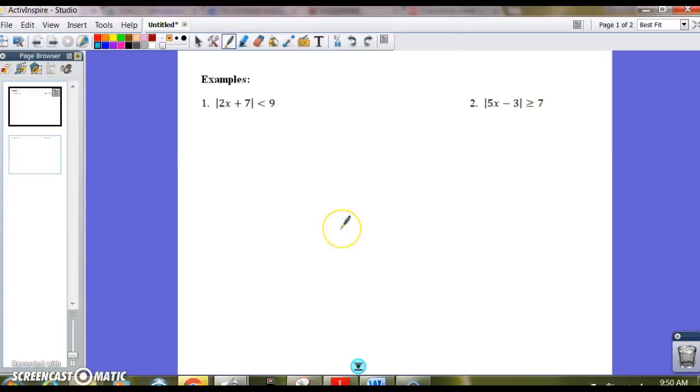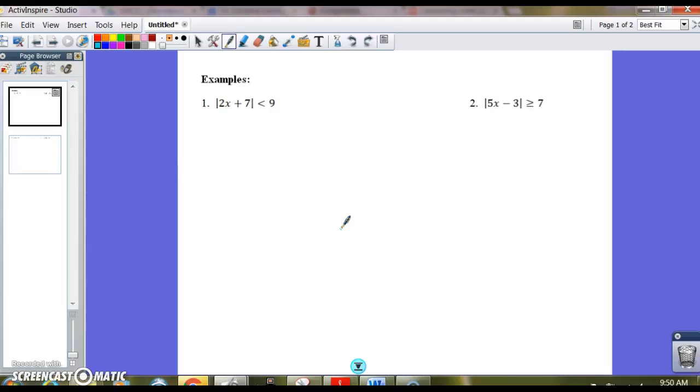Hi everyone, today we're going to talk about solving absolute value equations. I'm going to go through a couple of different examples. I want you to make sure that you write this down. So if you haven't printed off the note sheet yet, stop the video, print it off, and follow along. That way you have these examples in front of you when you do the assignment, okay?